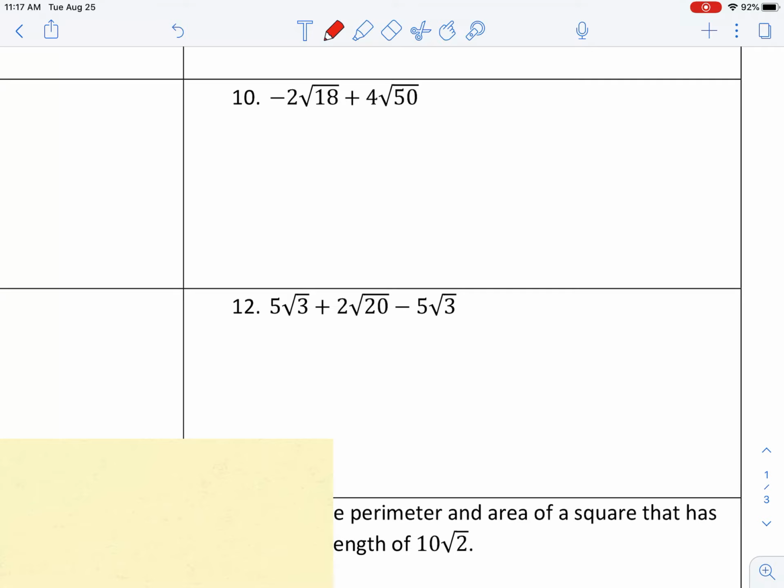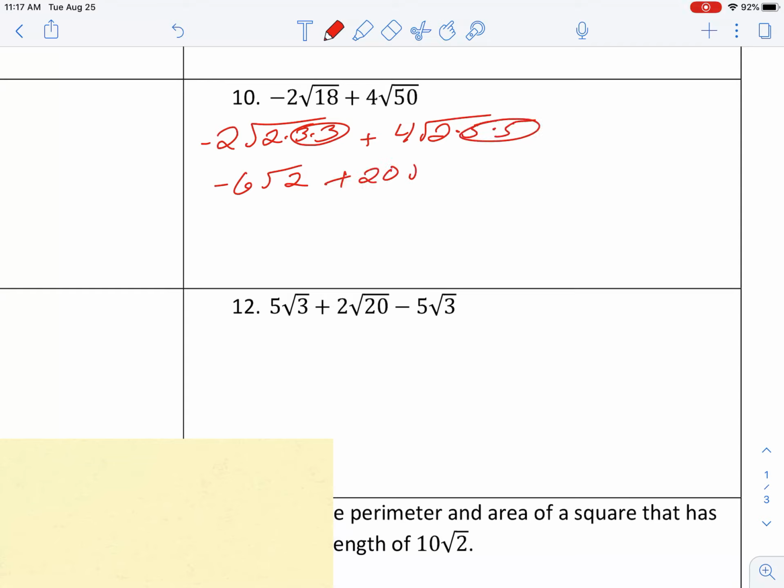All right, number 10. Let's do it out. 18, let's see, 2, 3, 3. Negative 6 root 2. 50, take it off to the side. Do it as well. Pairs make perfects. So 20 root 2. Now, I've been doing this for years, so I go a little bit quicker on that. So take your time on it, but I promise you, you get a lot quicker on it because we're going to be doing radicals all year. These turn out to be likes. Negative 6 plus 20 is what? 14 and the square root of 2.